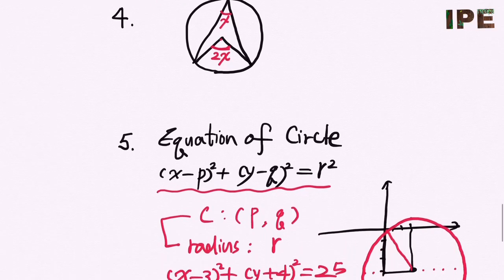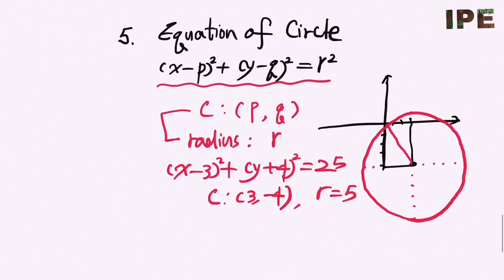And then you have to understand the equation of a circle. (x minus p) squared plus (y minus q) squared equals r squared. Then what is the center? It's (p, q). The radius is r. It's all about circles in the SAT.